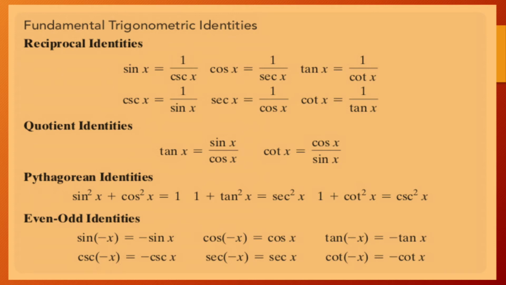And we also have the quotient identities, sometimes called the ratio identities. Here, we have tangent x equals sine x over cosine x.